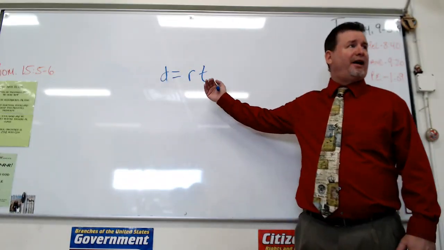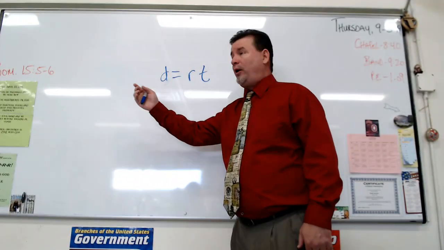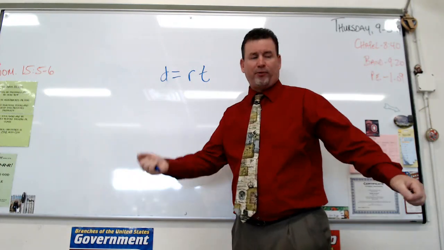Distance equals rate times time. So we had to take the rate, 6 miles per hour, times the time, 1 hour, 2 hours, right? Okay, turn to page 16.